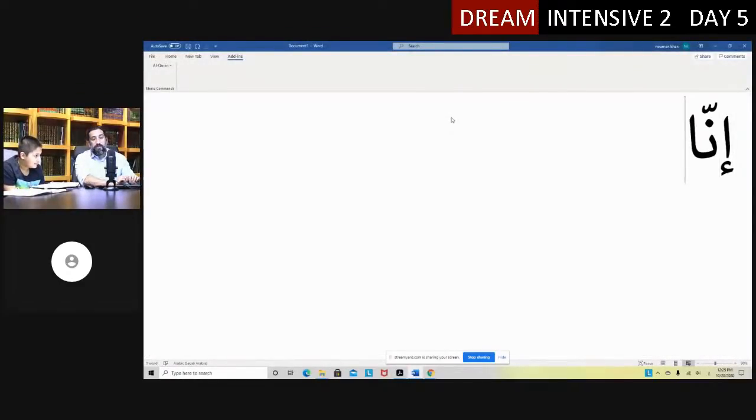Like inna a'tainaka al-kawthar. The harf of nasab is inna. So that alif is extra. Where did that extra come from? It actually came from na. Now, where's na? It's the attached version of nah.